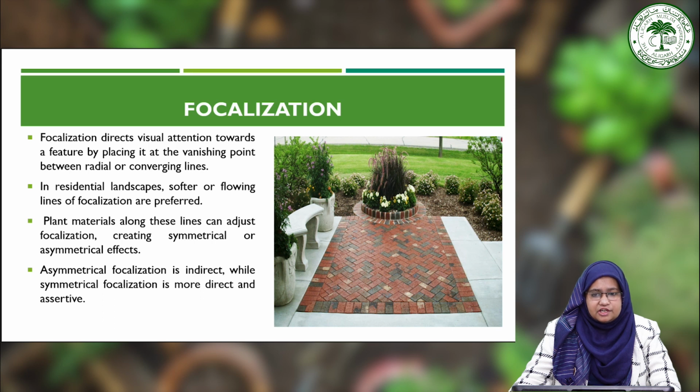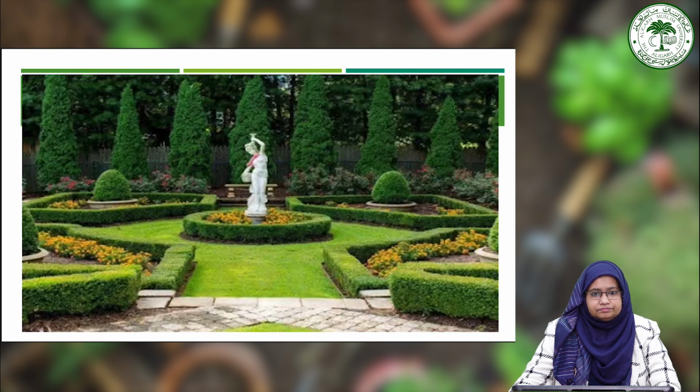Focalization can be adjusted by plant material along the lines to create symmetrical or asymmetrical focalization. Asymmetrical focalization is indirect, while symmetrical focalization is more direct, creating stronger focalization. Since focalization can be used to direct attention to a point, traffic in an area is usually directed to the point. Therefore, focalization could be used to direct traffic in a garden area. Guidance of view towards a feature of commercial, aesthetic or cultural value may attract the eye of the unaware without conscious effort.